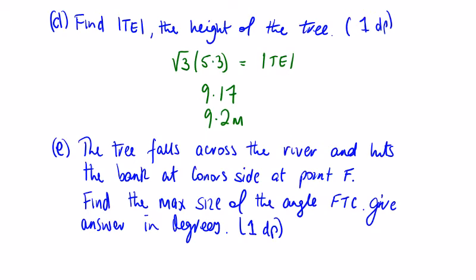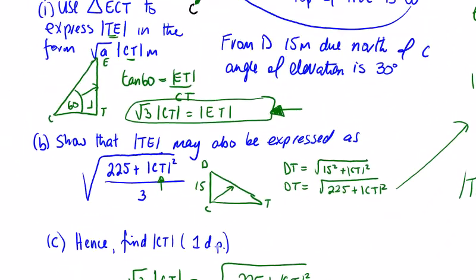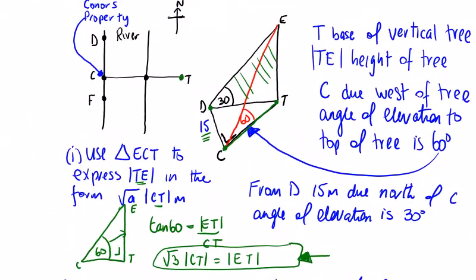Part E, we're told the tree falls across the river and hits the bank at Connorside at point F. Find the max size of the angle FTC, answers in degrees to 1 decimal place. Okay, let's just check our diagram here. The tree falls across, now we're assuming that the top of the tree hits the bank here. So we have a right angle triangle. We've already worked out C to T, and TF is the same as the height of the tree, which is TE. So FTC, we're looking for this angle in here.